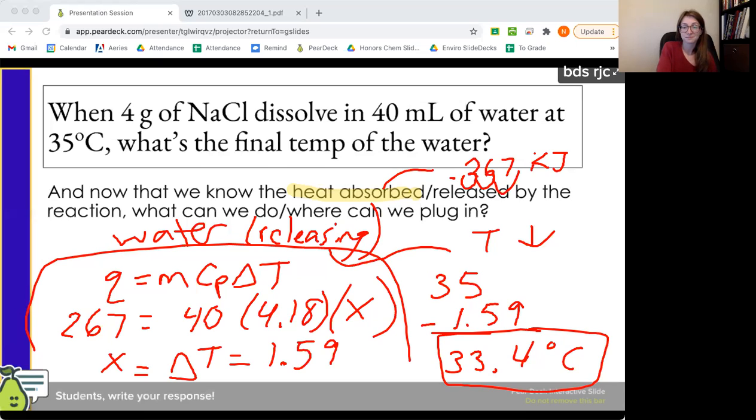Wait, what is the 267 from? Great question. The 267 was 0.267 that I just moved the decimal over to turn it from kilojoules into joules. And where that 0.267 came from was after cross multiplying and solving my proportion, that was my X value. That was the amount of heat that the reaction absorbed, specifically for the 4 grams of NaCl. Oh yeah, you had to move it to joules. Okay. Yeah, exactly. I got it. Thank you. Thanks for asking.